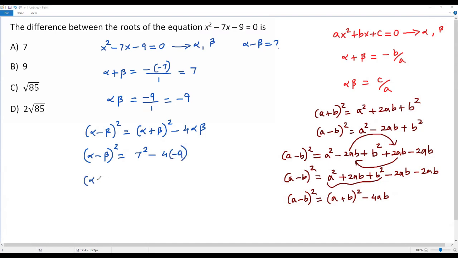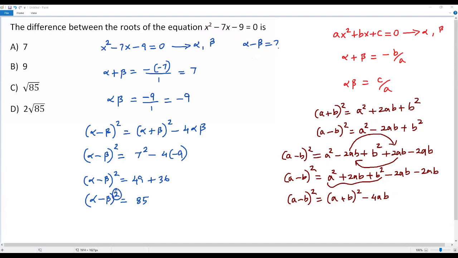Okay, here alpha negative beta the whole square equals to the value of 7 square is 49, and here negative times negative will become positive. 4 times 9 is 36. Okay, here alpha negative beta the whole square equals to, when I add 49 and 36, I am getting 85. Okay, here our aim is to get the value of alpha negative beta, which represents the difference between the two roots of the quadratic equation.